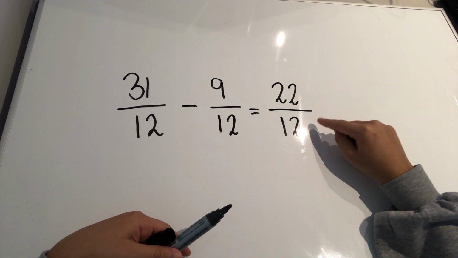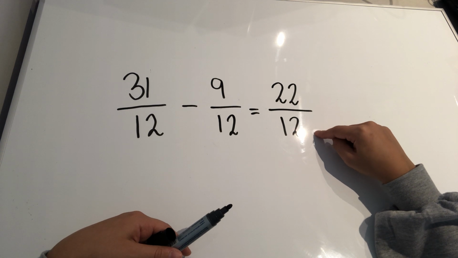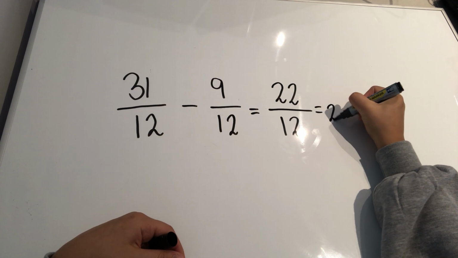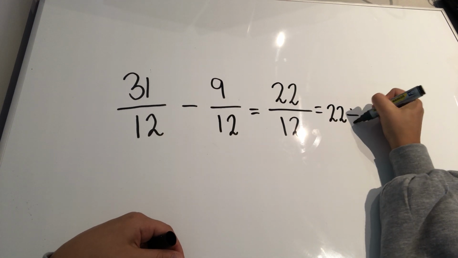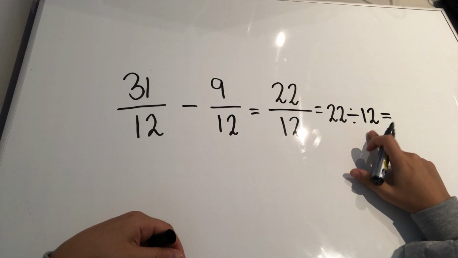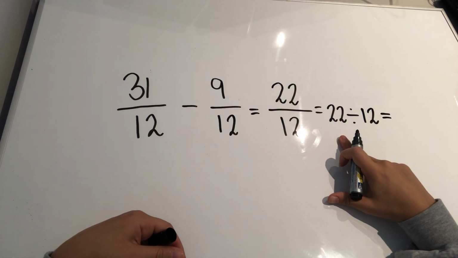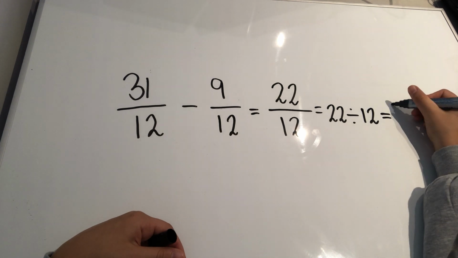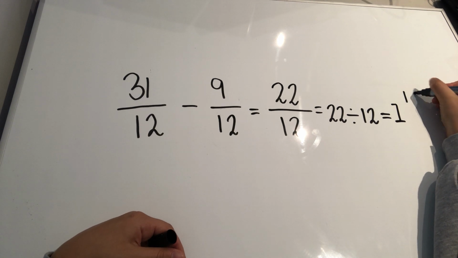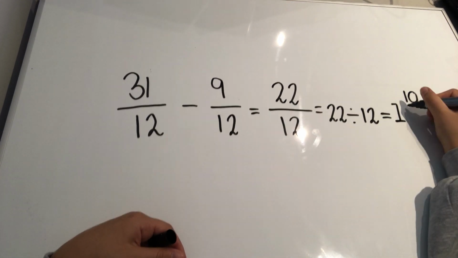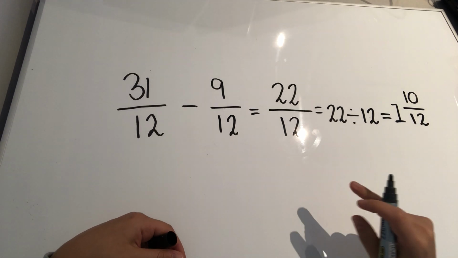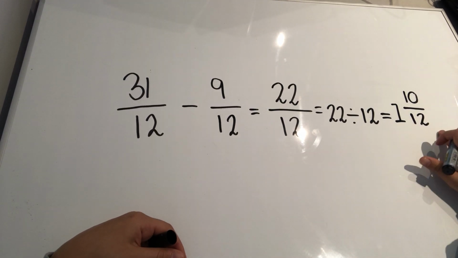So this is where we convert it to a mixed number. We follow the steps like we did before. We divide our numerator, 22, by our denominator. So we say, how many 12s go equally into 22? There's only one 12 that goes equally into it with a remainder of 10. And it goes over our original denominator. So our answer is 1 and 10/12.